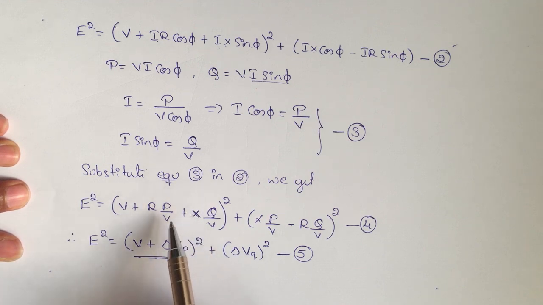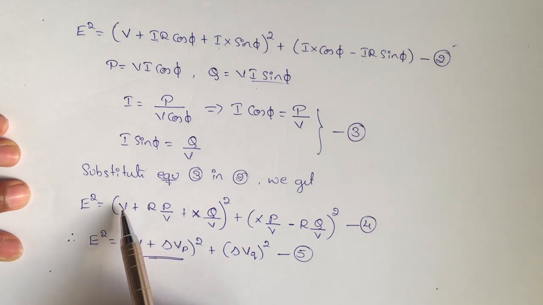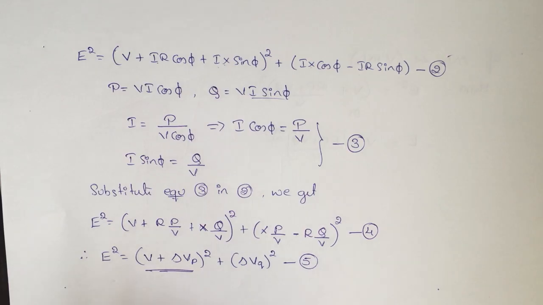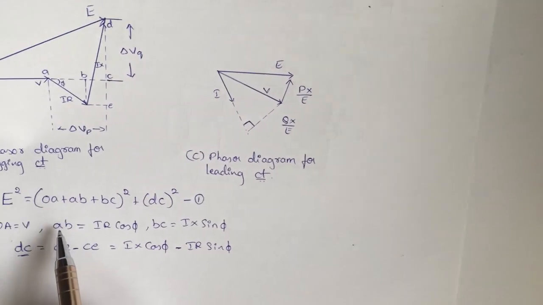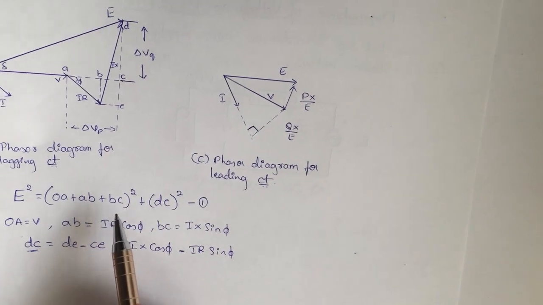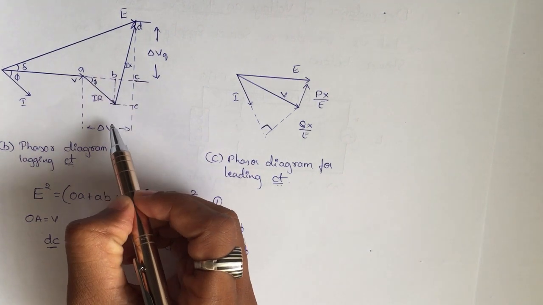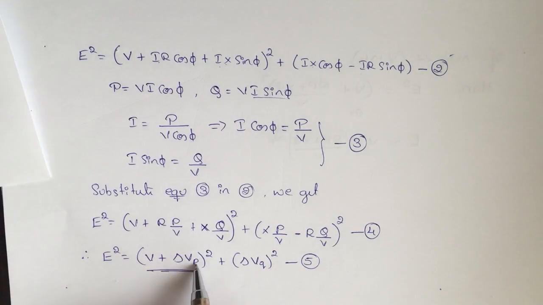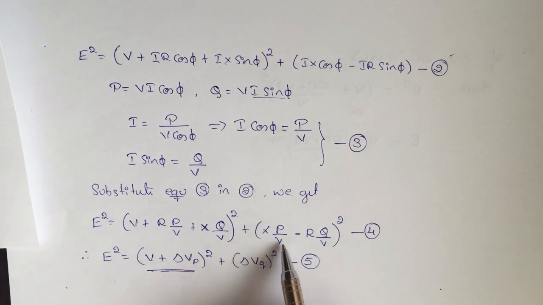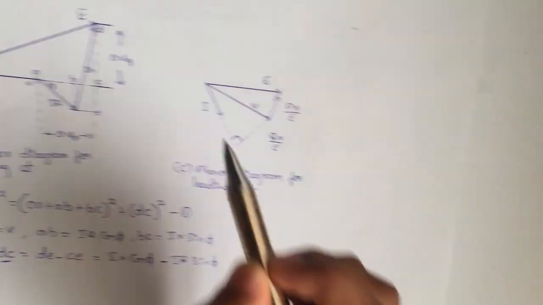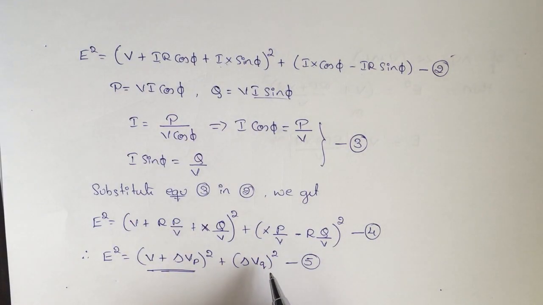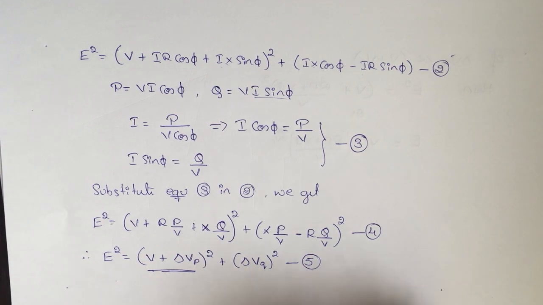You can see this part comes for other than V, we will be having, here we can see V is nothing but OA, and whatever this part is nothing but AB and BC, which we marked as delta VP. And this part, which is nothing but our DC, we marked as delta VQ. Okay.